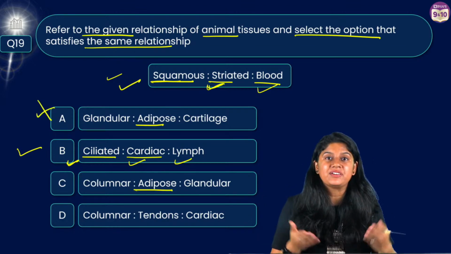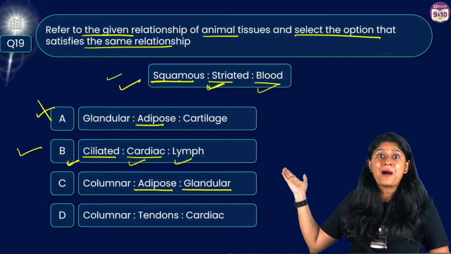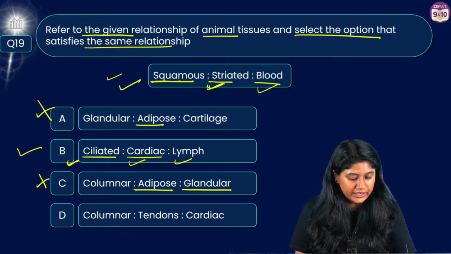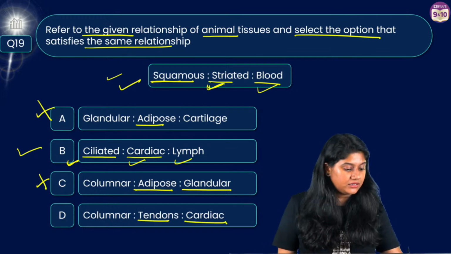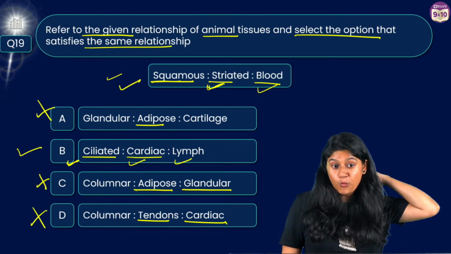Over here also they have given the adipose, and over here they have given the glandular, which is a part of the epithelium. So this is also incorrect. Tendons, cardiac, incorrect option. So what is the correct option, everyone? What is the correct option?